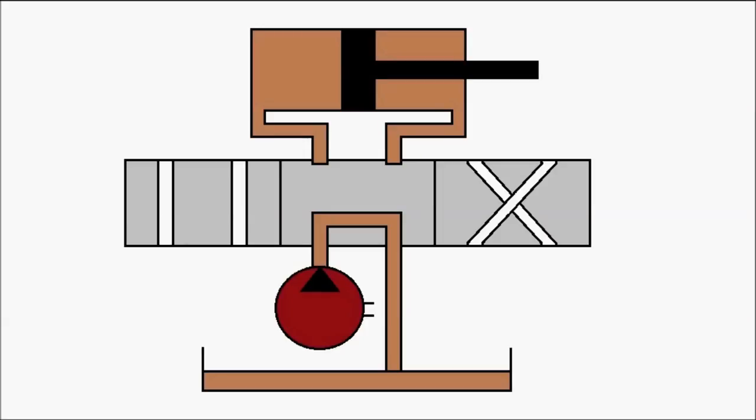First, let's identify the components. That's the reservoir. Then we have the hydraulic pump. The symbol of the hydraulic pump is being shown there. Then that's our direction control valve. This is a 3-position 4-port direction control valve. That's our hydraulic ram or the hydraulic cylinder. And you can also see the piston and the piston rod marked over there.